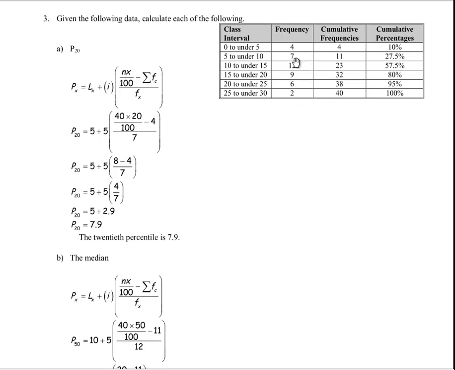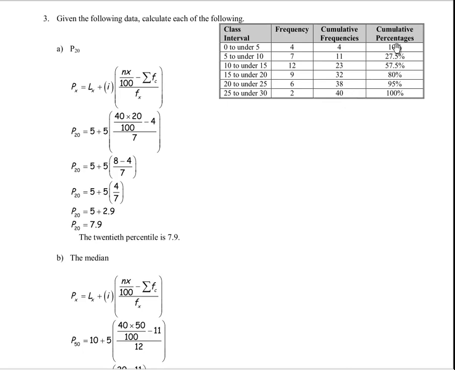If you add 4 to 7, then the cumulative frequency for the second category is 11. Plus 12 gives you 23, 23 and 9 is 32, 32 and 6 add to 38, and 2 more for this frequency makes the cumulative frequency there 40. So there's 40 numbers in this set of data.